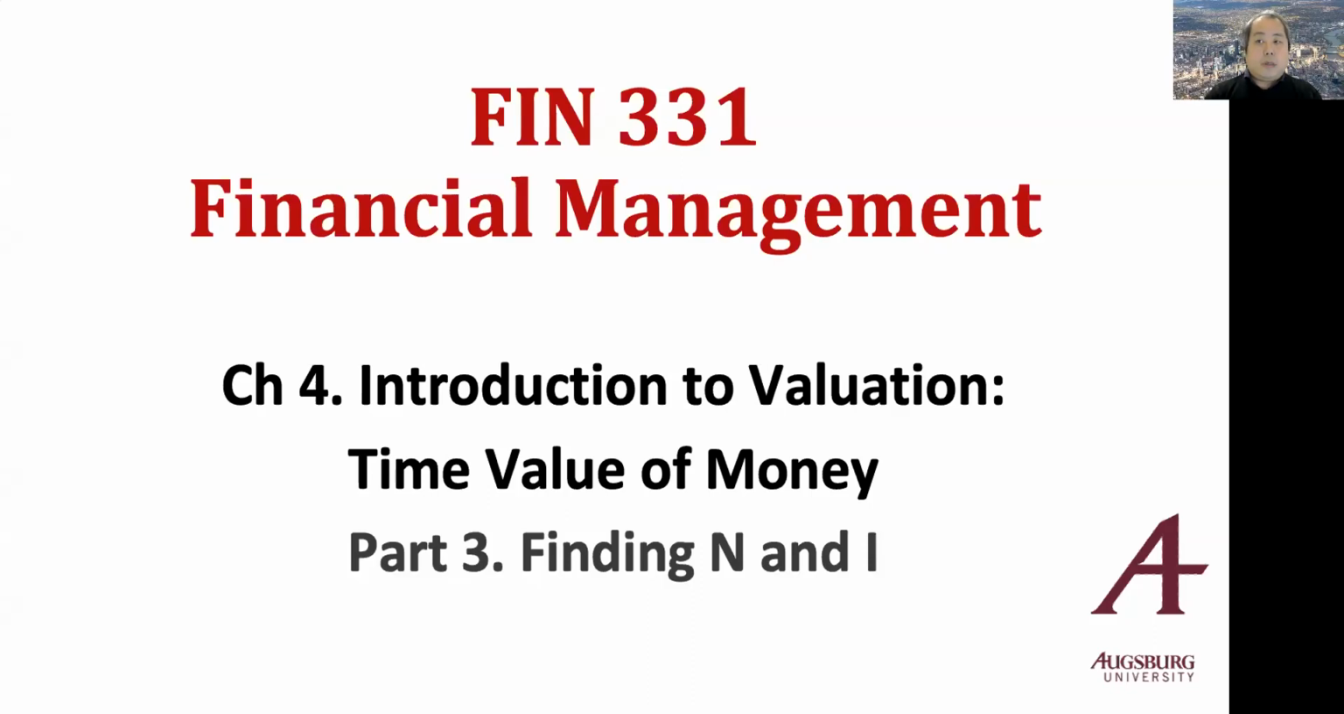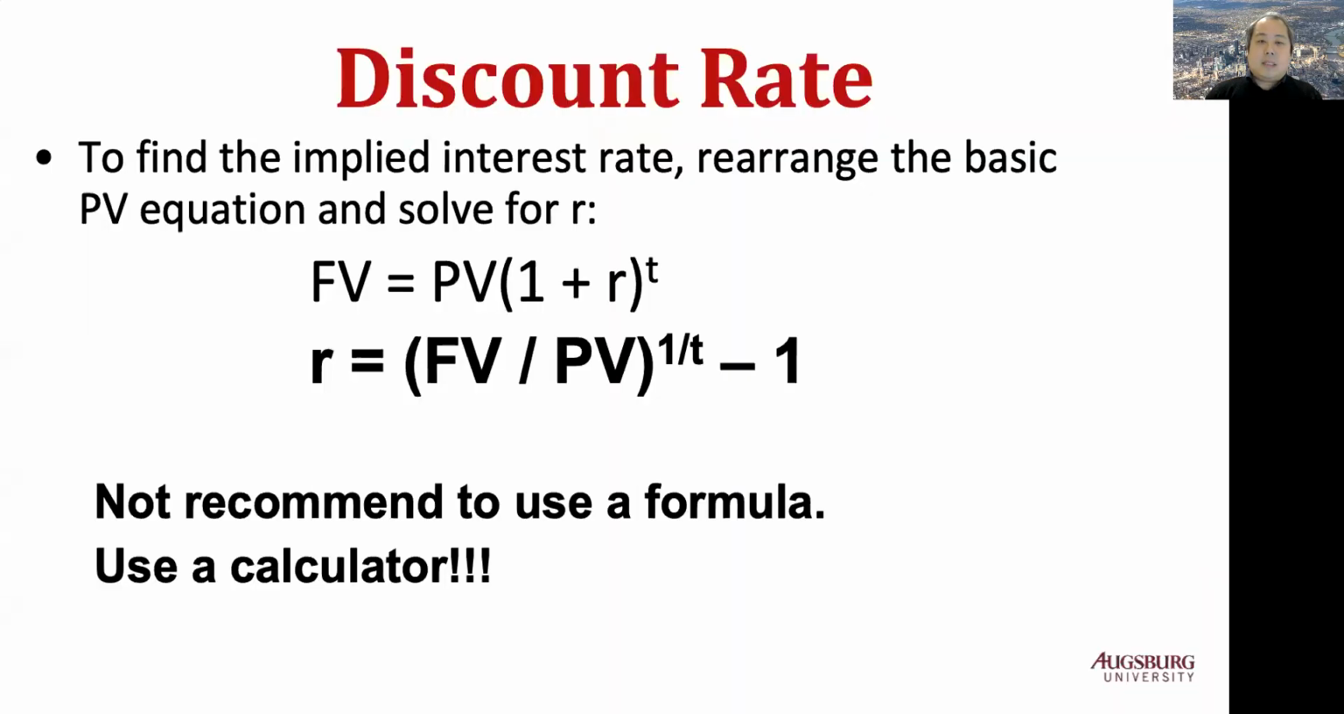Hello, everyone. This is the final part of chapter 4, finding N and I. N is actually T, or I is basically R. So number of periods and interest rate. So let's find the discount rate, the interest rate, first.